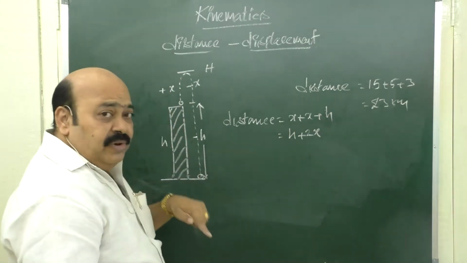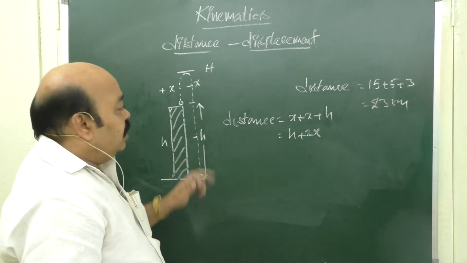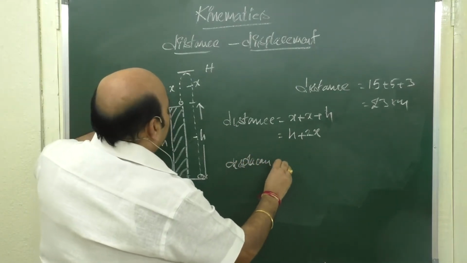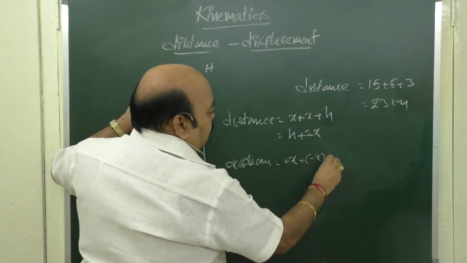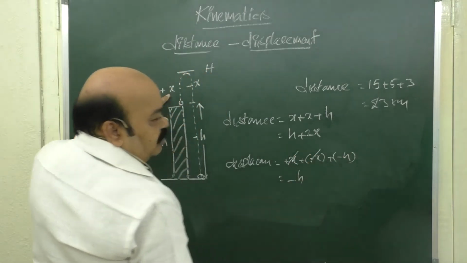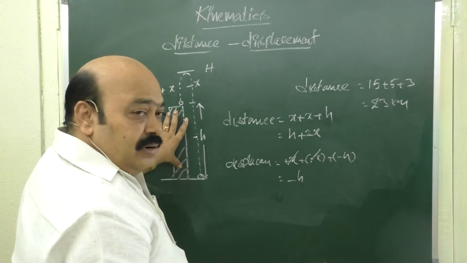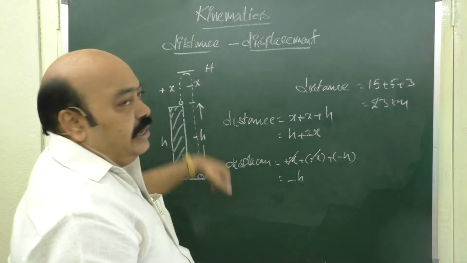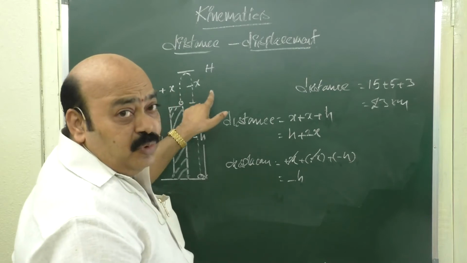Coming to displacement, it is a vector quantity. Since it is a vector quantity, we should assign a sign to this one. If we apply this, then displacement is equal to plus x, plus minus x, plus minus h. Plus x and minus x get cancelled. The net value is minus h. Coming to magnitude, it is equal to the height of the tower, the height of the building. Whereas this negative sign indicates it is measured in the opposite direction. That means the final direction is opposite to the initial motion of this object.